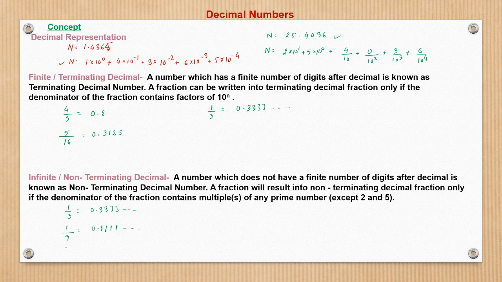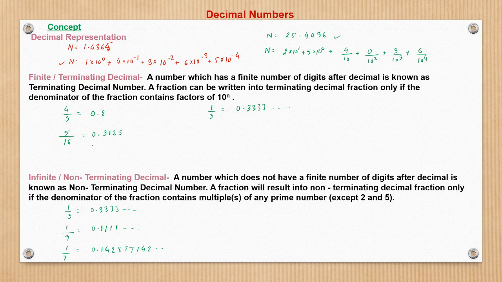If we see another example, let us take 1 by 7. So 1 by 7 again, we'll divide this. It will be 0.142857142, that way. Now see, in all these decimals, the number of digits after the decimal never appears to end, right? Therefore it becomes an infinite or non-terminating decimal.